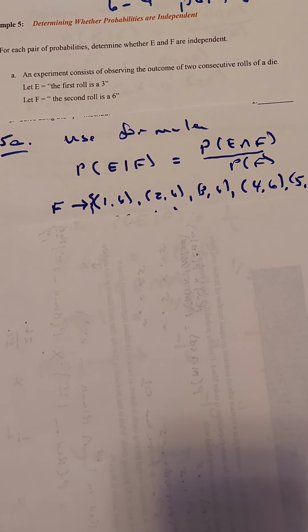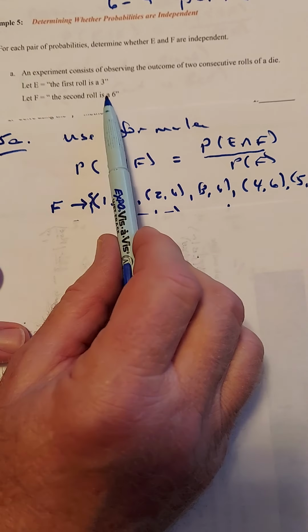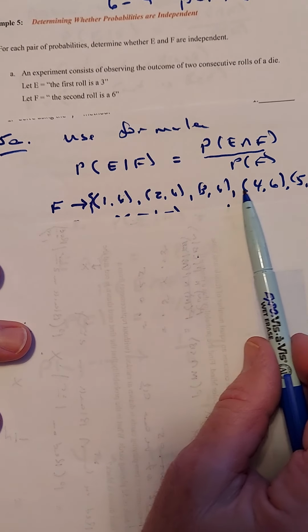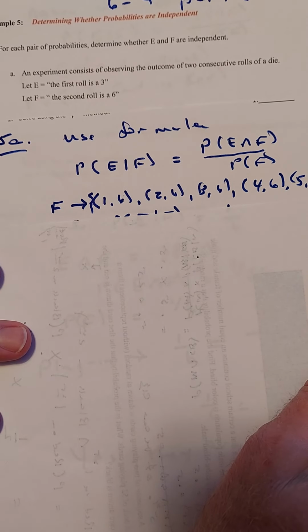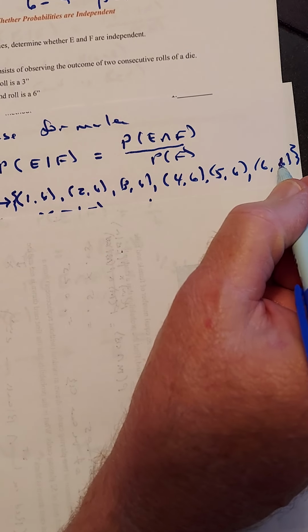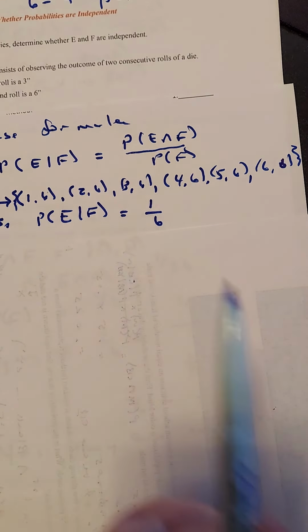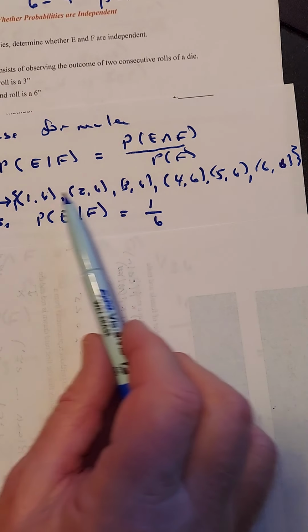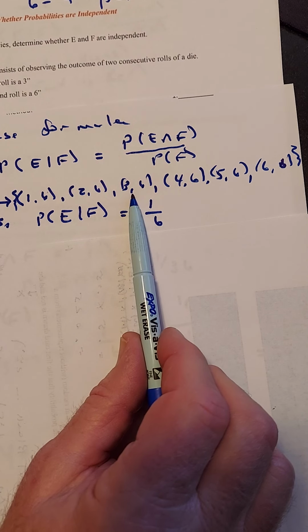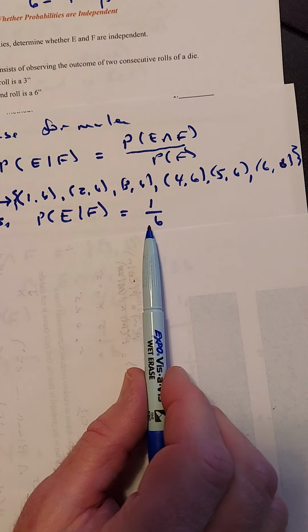Since F has the second roll of a die being a 6, I could have 1 and 6, 2 and 6, 3 and 6, 4 and 6, 5 and 6, 6 and 6. That's what F would be. Every one of those has a 6 coming with the second roll. So for the probability of E given F, E says the first roll was a 3, so out of these 6, which one had a 3 come first? Well, it's this one right here. So that was 1 out of those 6, and that's the probability of E given F.